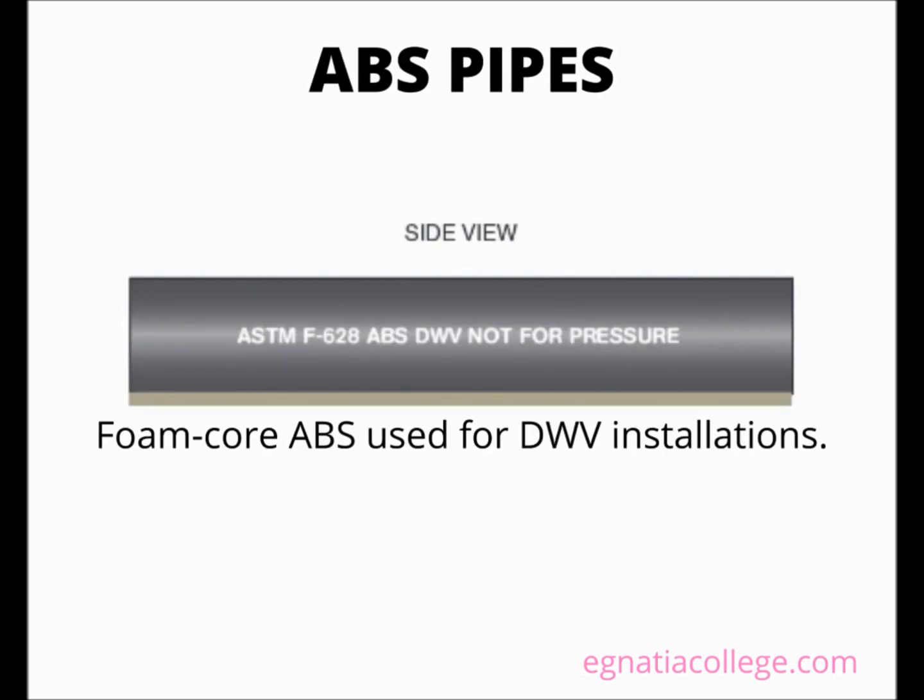ABS pipe. Acrylonitrile butadiene styrene (ABS) pipe is black in color and is used to install DWV systems.